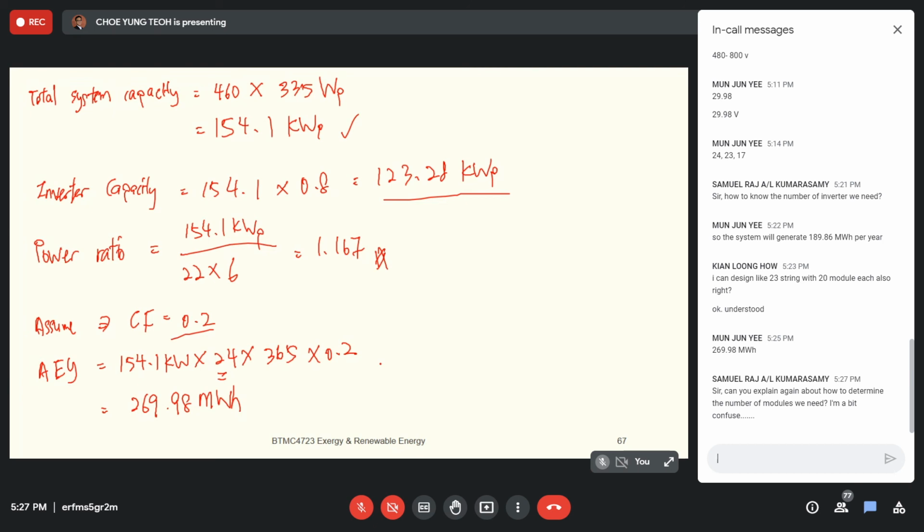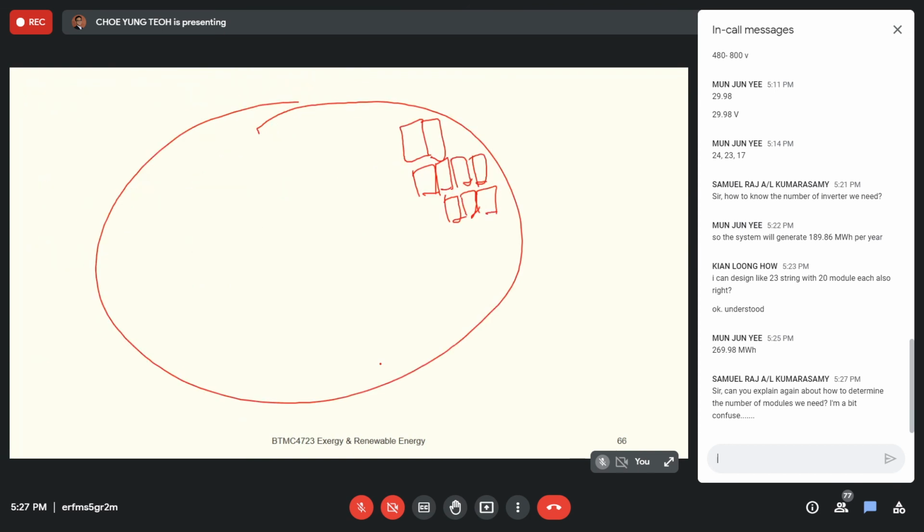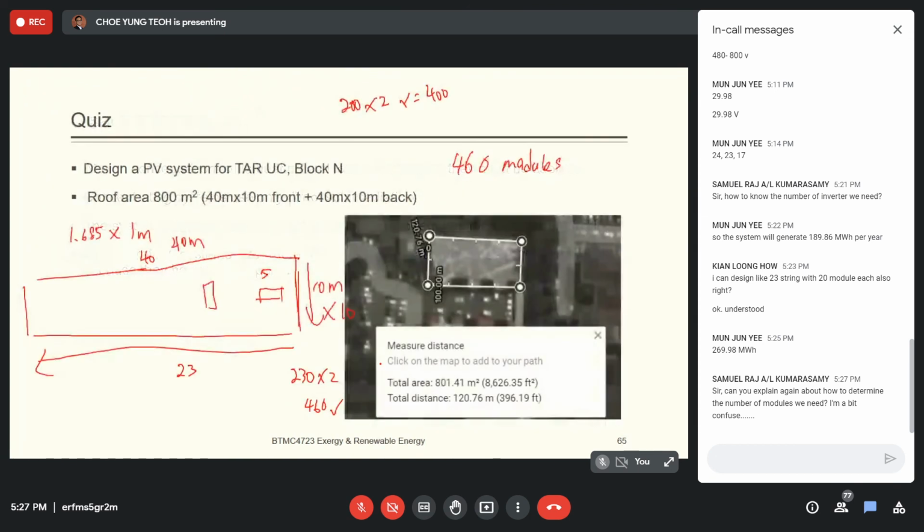Okay, how many modules we need actually depends on the area. So based on this area, we can put in 460 pieces of module. But remember that you are not allowed to get the total area divided by the area of one panel, because some of the area cannot fit one piece of module. It's not like a waffle or something that you can just fill out the area. Not in that way, because the size of the module is fixed, and you cannot cut it.